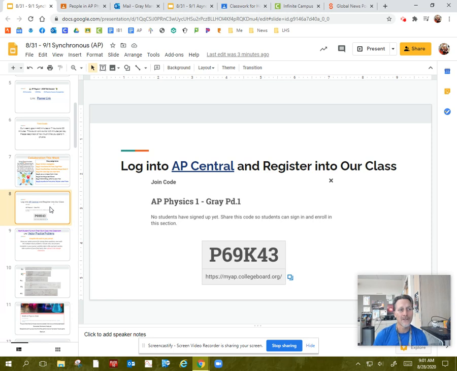Make sure that you have registered into AP Central. Most people have done that at this point, but there are a few that still need to do that. So log into AP Central and use this code to register for our class.